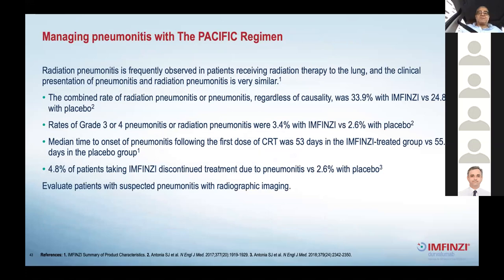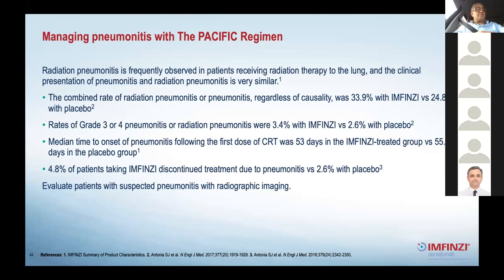It's important to see that in the PACIFIC trial, radiation pneumonitis is frequently observed in patients receiving radiation therapy to the lung. The combined rate of radiation pneumonitis and pneumonitis, regardless of causality, was 33.9% with Imfinzi versus 25% in the placebo. And grade 3 and 4 pneumonitis was 3.4% versus 2.6%. It was really comparable between the two arms.